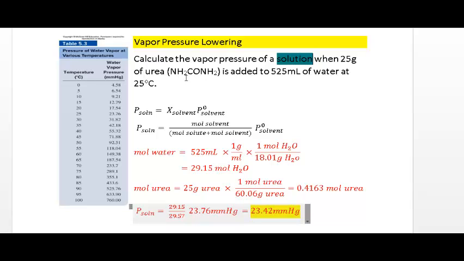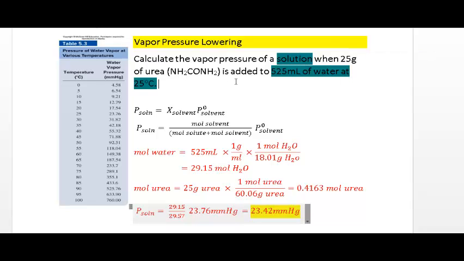when 25 grams of urea. So here's the structure of urea. From here, you should be able to get the molecular weight of urea. So 1 mole of urea has about 60 grams, getting that from the periodic table. You take 25 grams of urea and add it to 525 mL of water. The temperature is 25 degrees C.